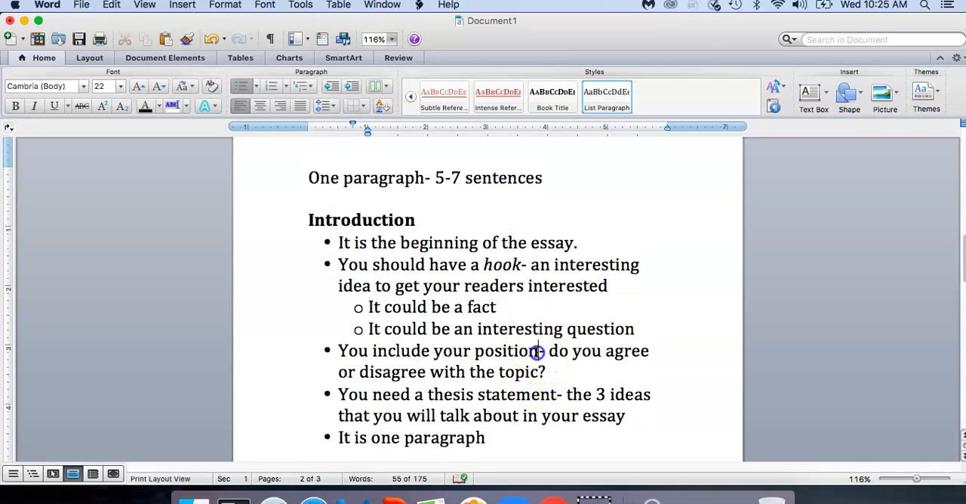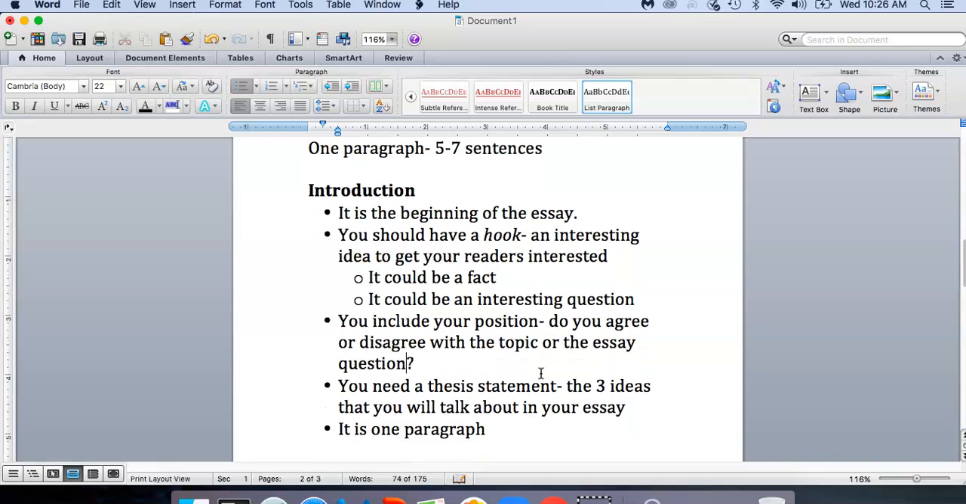And then this is where you include your position. Position is, do you agree or disagree with the topic or the essay question. Next, you need the thesis statement. Remember, thesis statement would be 3 ideas that you will talk about in your essay. We will read an essay in a few minutes and I will show different parts of it. If the essay is missing any information, I will also make suggestions on what you can add to that essay. And it is only one paragraph, okay?